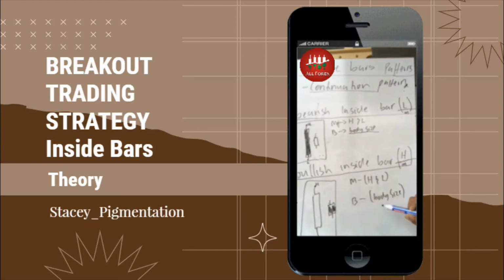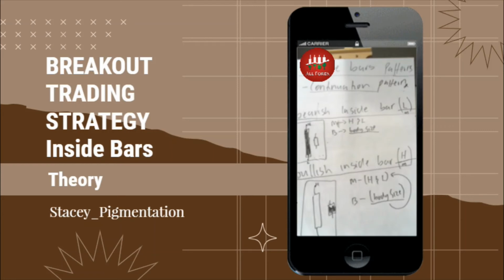The same applies to here. Is the body of the baby bar within this high and low of the mother bar? Is the body covered by the low price and the high price of the mother bar? If the body size is inside, that's what we call an inside bar. It qualifies to be a proper inside bar.